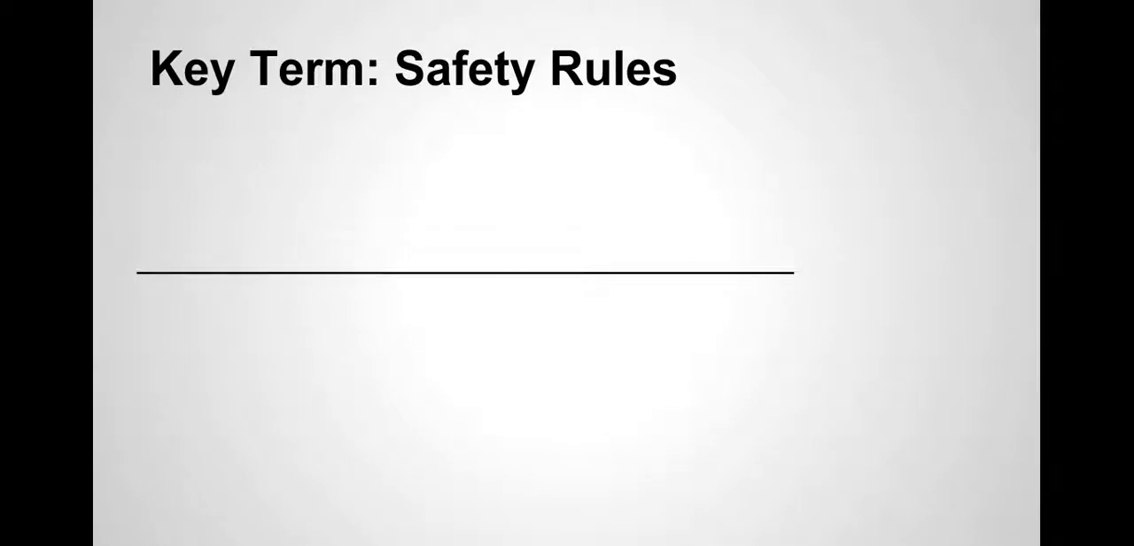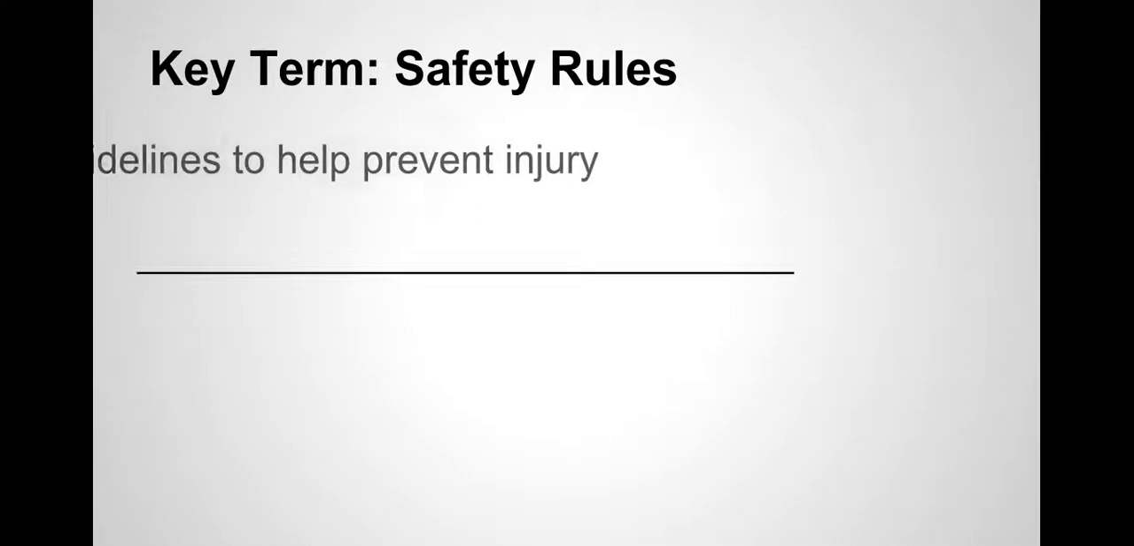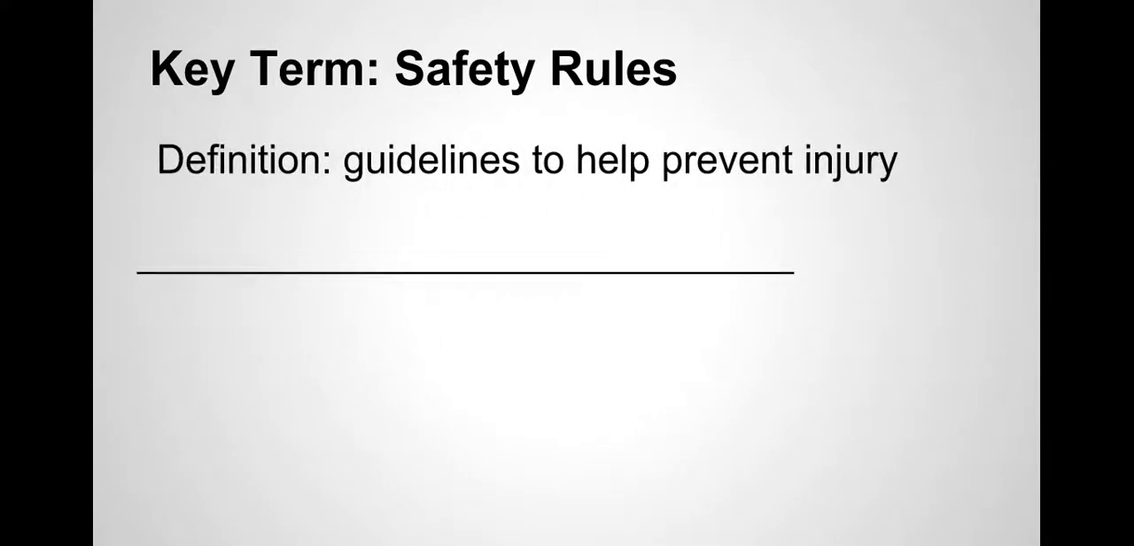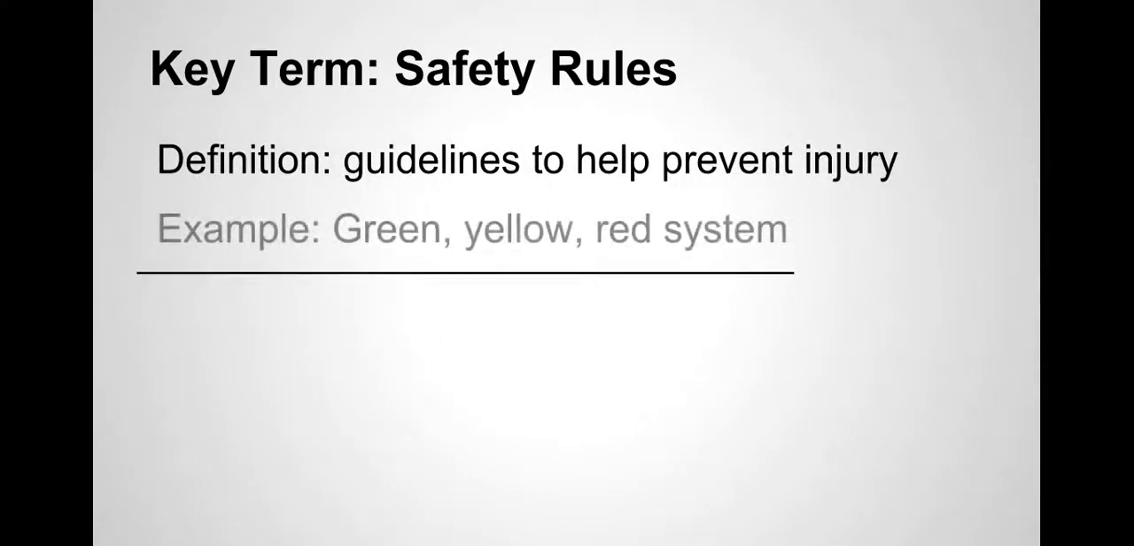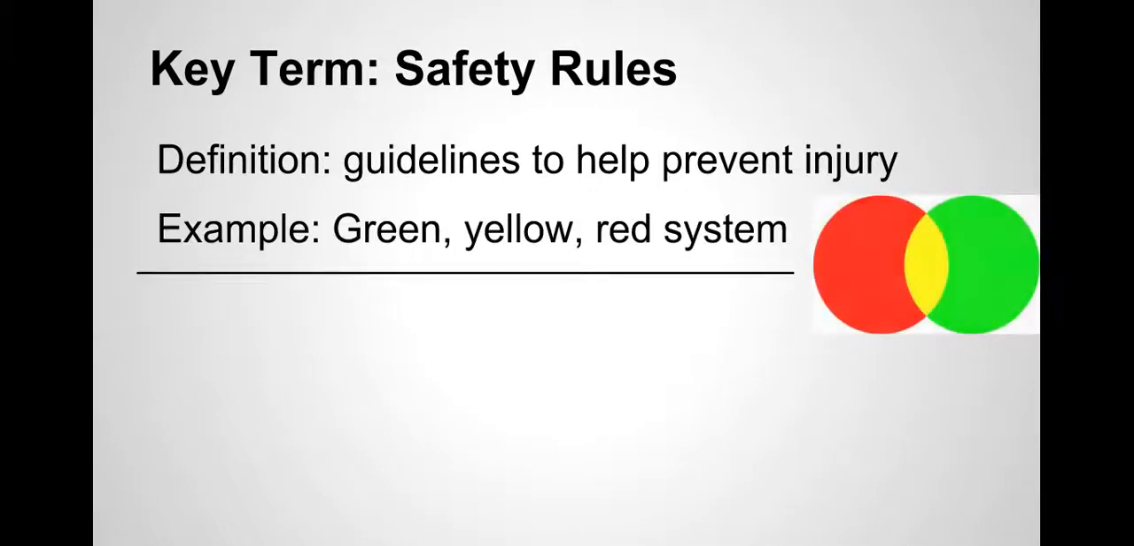Next key term, safety rules. In this slide, we're going to talk about safety rules and hazards. Safety rules are guidelines to help prevent injury. For example, Mrs. Canfield and I developed the green, yellow, red system to be used on the playground. The purpose of developing this system was to keep everyone safe while having fun on the playground. Remember, this system, like all safety rules, is not a punishment. Instead, it is a reminder about how to be safe.